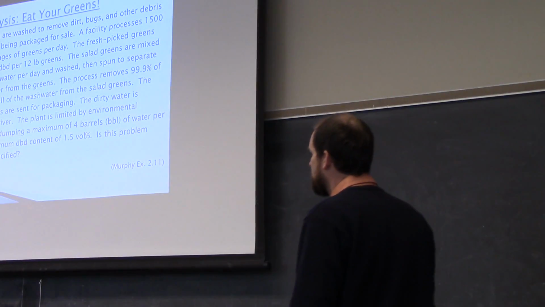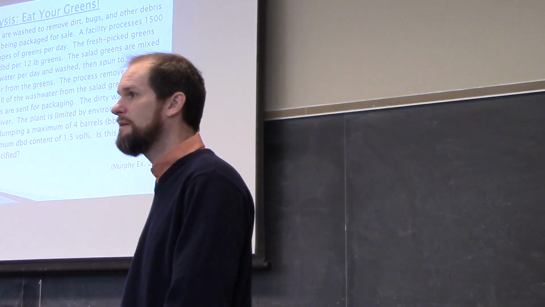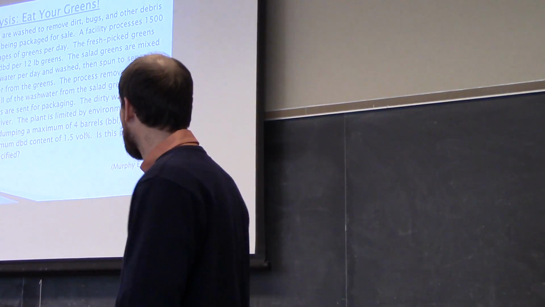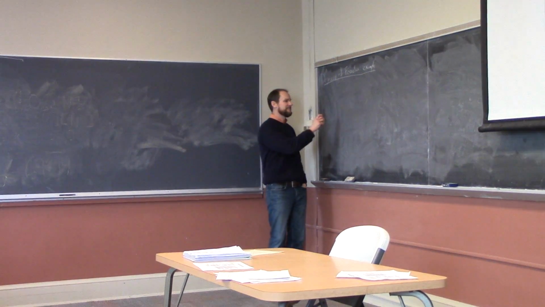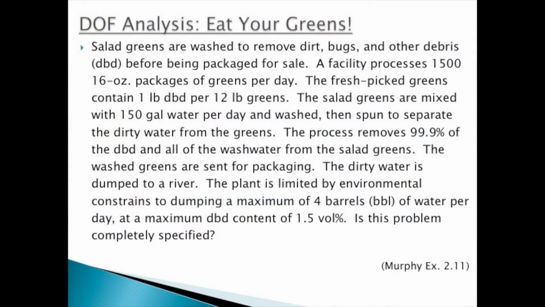And then the question: is this problem completely specified? That's what tells you this is degrees of freedom. You don't have to solve the numbers, we just have to check, is it solvable? There are 2 streams going in, water and greens. What do we do first for degrees of freedom? We draw a picture, right? Why don't you draw a picture? 30 seconds, draw a picture, see what you got, check with your neighbor.